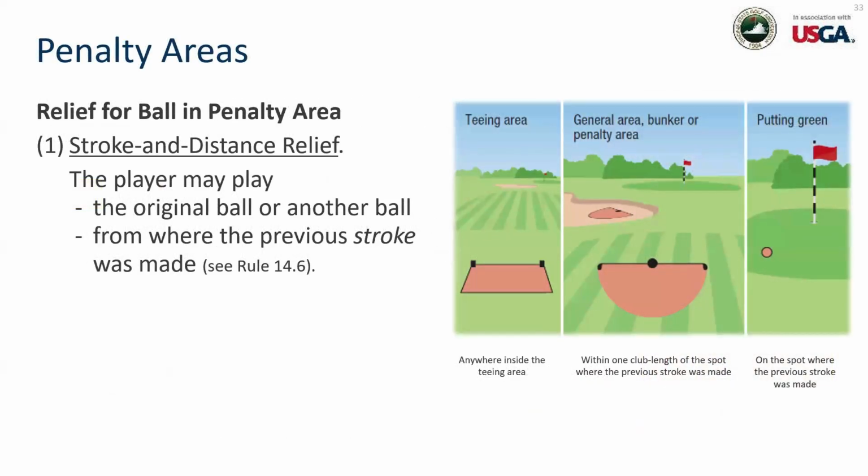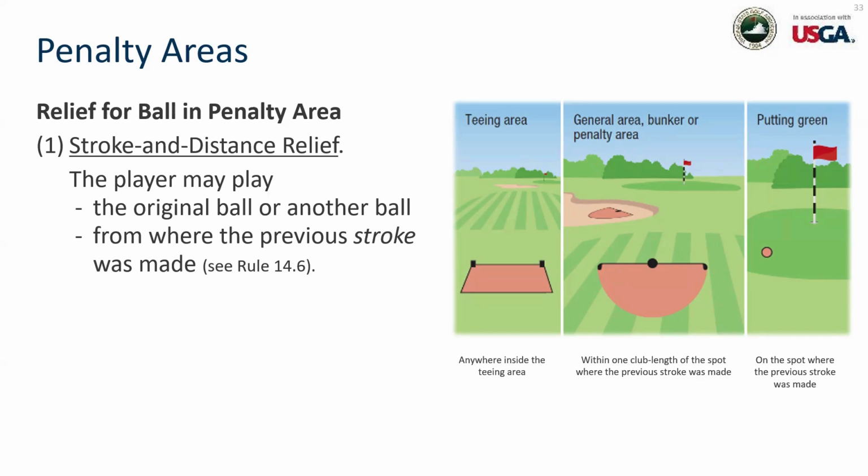Your option all the time and in penalty areas is stroke and distance relief. So this will come up in the next few sections as we go through this presentation as well. But stroke and distance is always an option to the player, and it just means they can always go back to where they last played from for 1 penalty stroke. When we're talking about penalty area relief, all the options that we go through are one penalty stroke, and stroke and distance is always an option to the player.